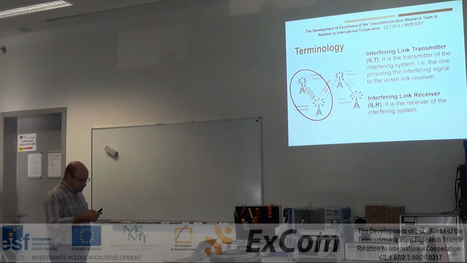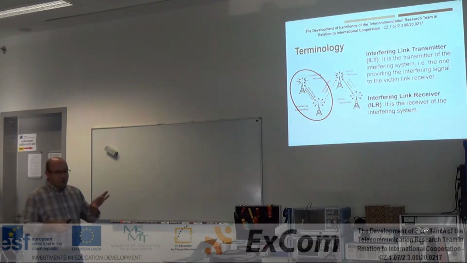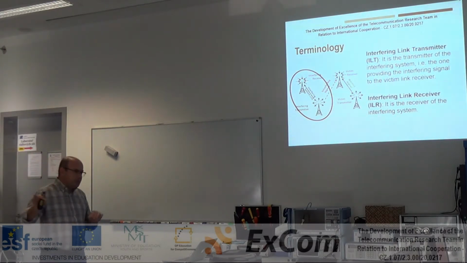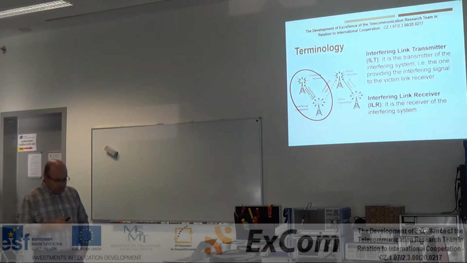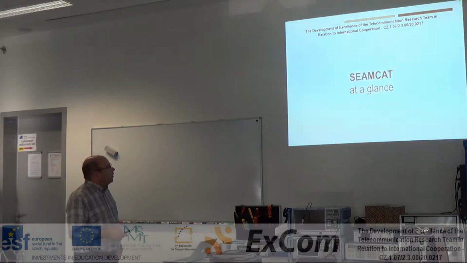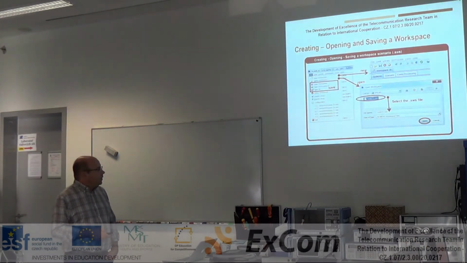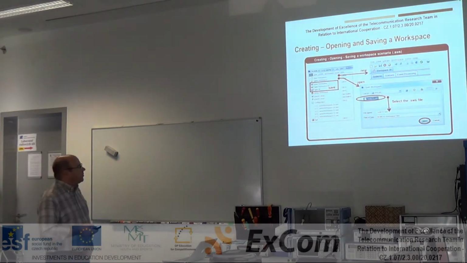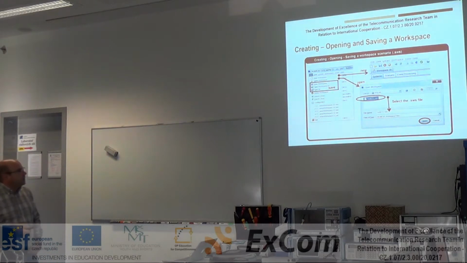So this will be the basis of the first exercise. All systems are fixed. There is one interfering link and one wanted receiving link, and they will have more or less this position. So for SEAMCAT, this is already the interface that we will see in the exercise.